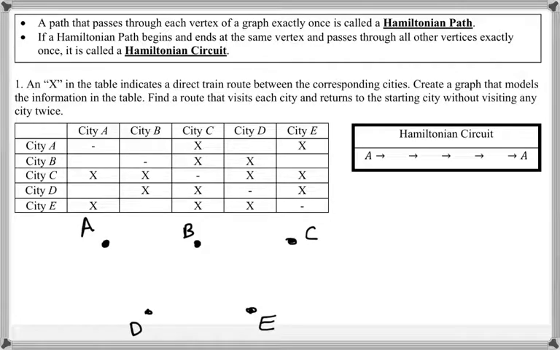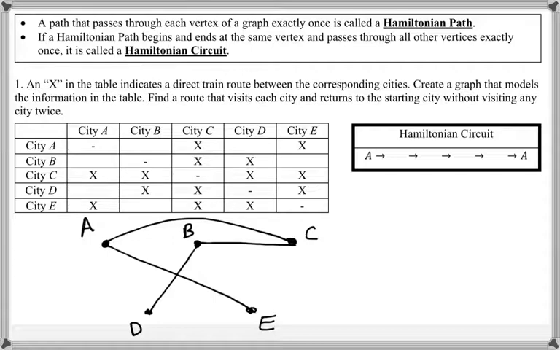A is connected to C and to E. B is connected to C and to D. C is connected to A, B, D, and E. And we've already connected it to A and B, so we just need to connect it to D and E.